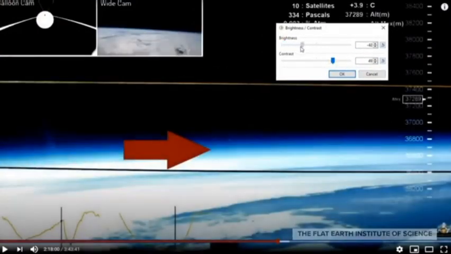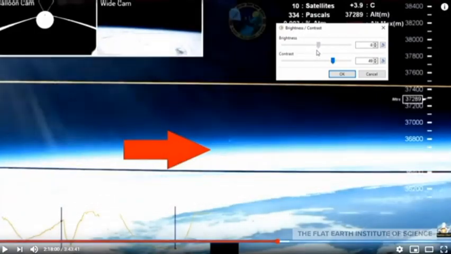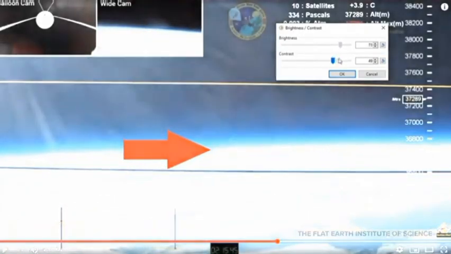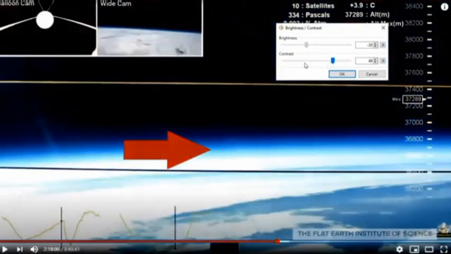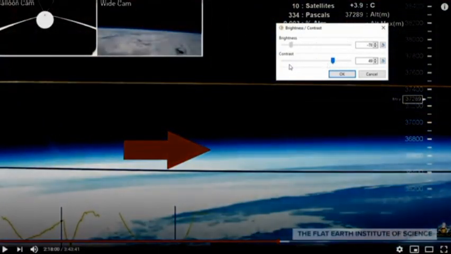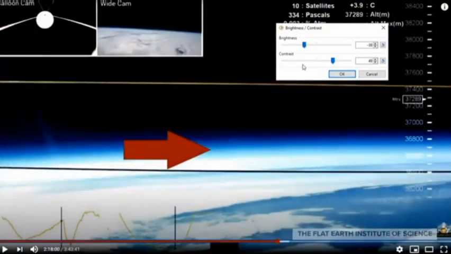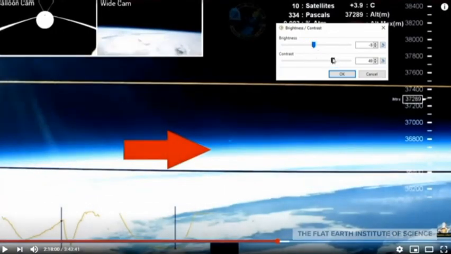You'll see here that our horizon line is suddenly rising now. Going up and up and up. And if I go the other way, it's going to lower. And the reason why this is happening is because this curvature that we're seeing is not being caused by the curvature of the Earth. It's being caused by the light reflecting off of the atmosphere, the sun's spotlight.